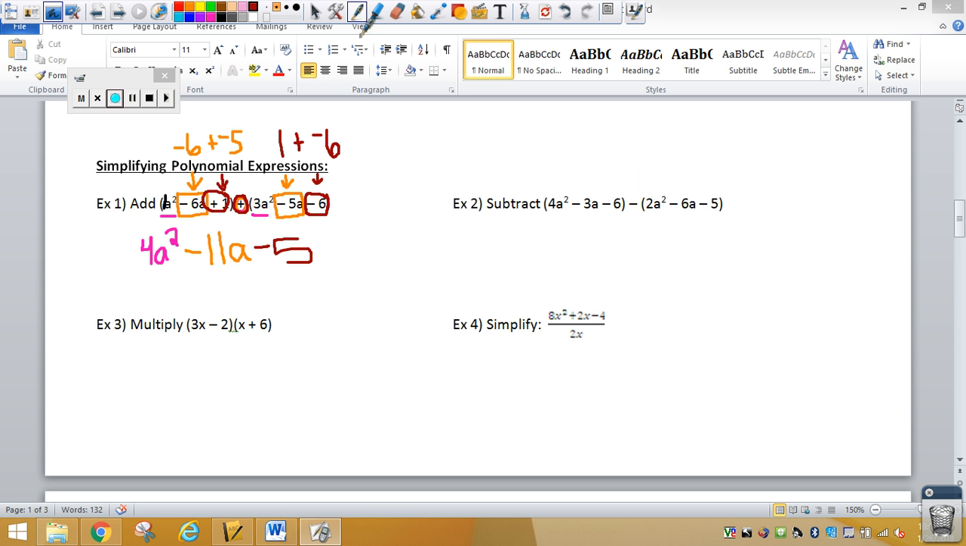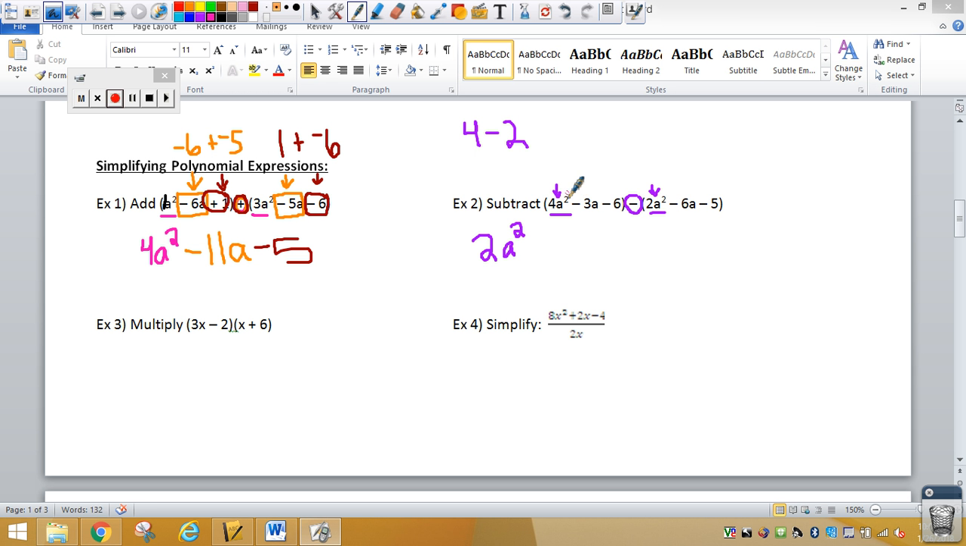Alright, let's do example 2. This one's the same thing, but this time we are subtracting. So I'm going to do my a squareds. So you should type in your calculator 4. I got that from there. My operation is minus 2. And I got that from right there. 4 minus 2 is just 2. I'm going to bring down my a squared.